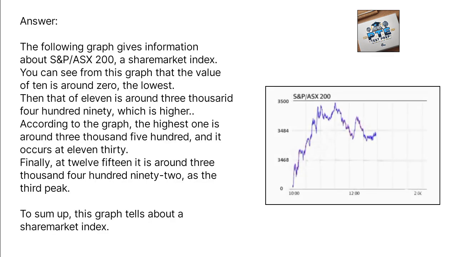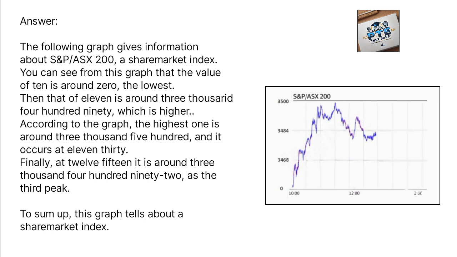The following graph gives information about S&P/ASX 200, a share market index. You can see from this graph that the value of 10 is around 0, the lowest. Then that of 11 is around 3,490, which is higher.